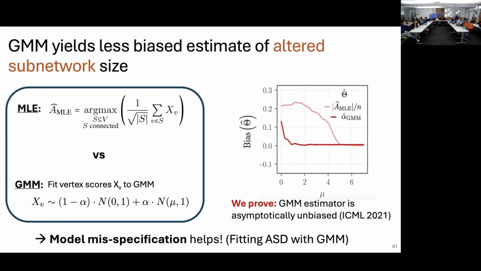Is that bias a percentage of the size of the network? Yeah, but it's like an additive term. So if the network has size k, then the MLE is size k plus 0.2.